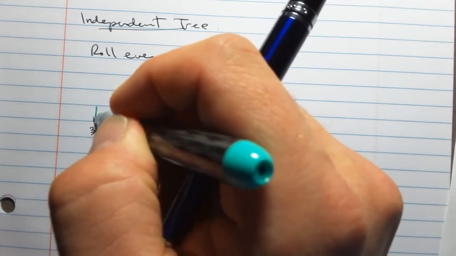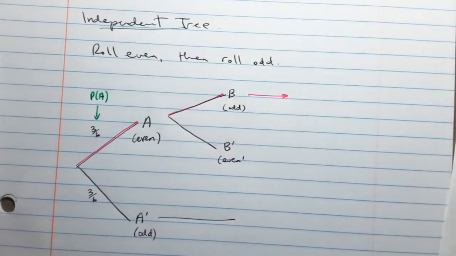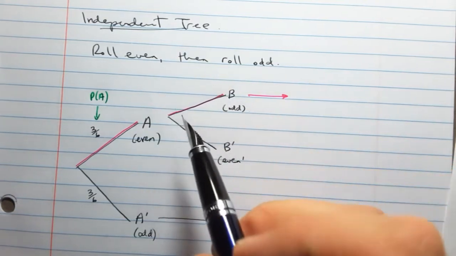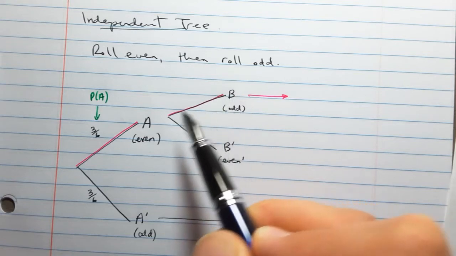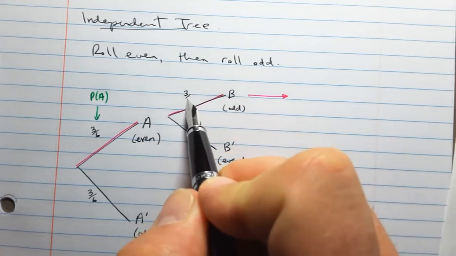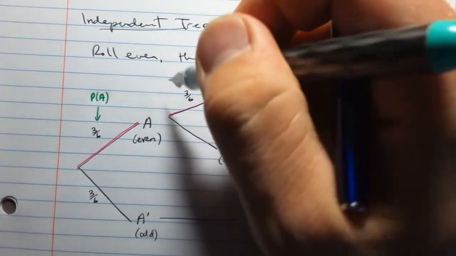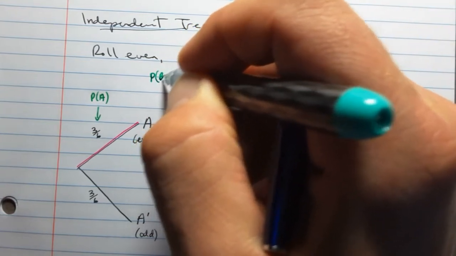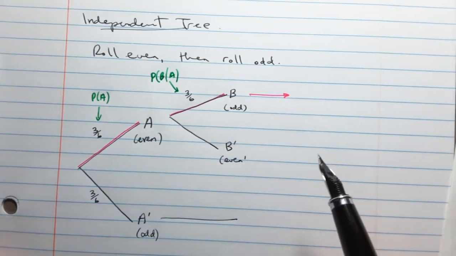This number here is P of A, the probability of A occurring. Now over here, what's the probability of B occurring given that A did occur? This is an independent event, so it actually doesn't matter how A occurred. We just know that it did. And so this number here, 3/6 or 1/2, is the probability of B given that A occurred. And it's always just going to be 3/6. It doesn't matter which specific outcome happened.